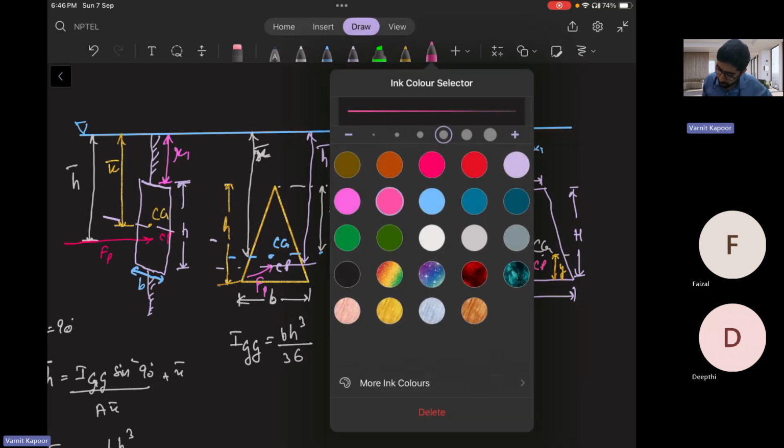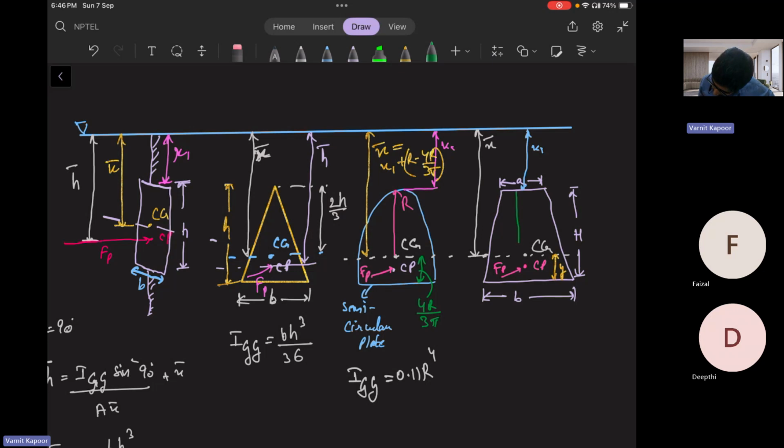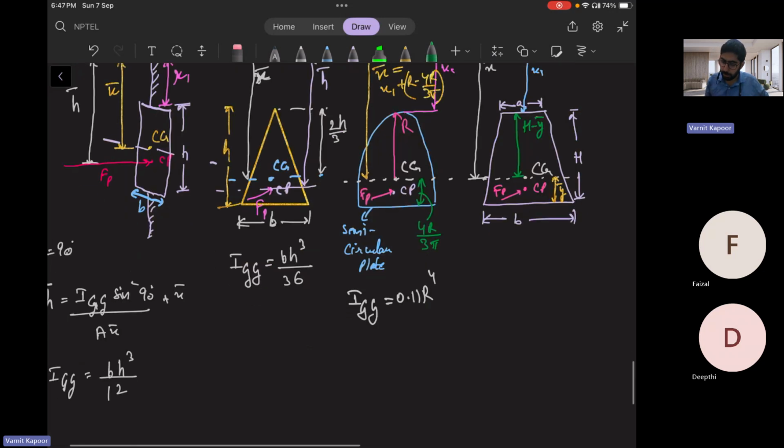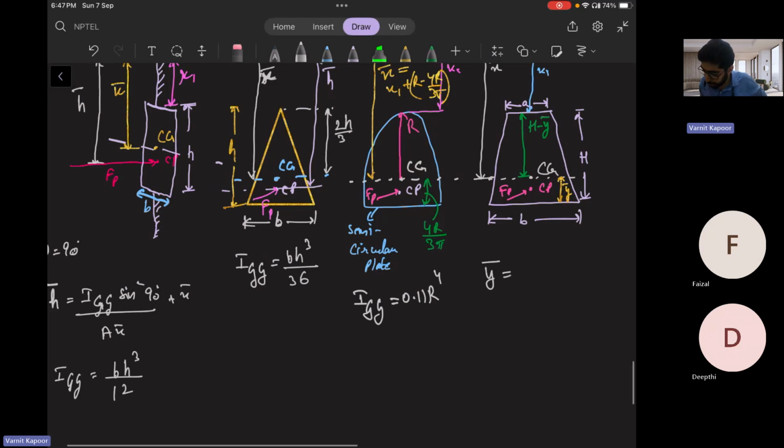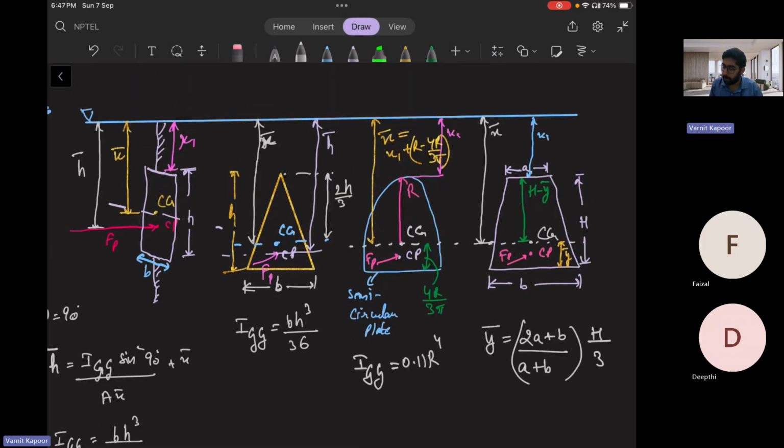So this will be how much? The vertical depth from the center of gravity will be capital H height minus small h minus y. Okay. So again here, suppose this is y bar. So y bar value will be how much? First, the y bar is from the base, 2a plus b upon a plus b into h by 3.